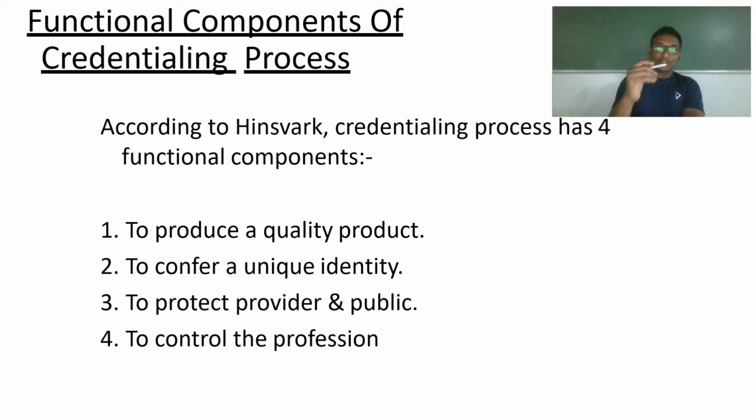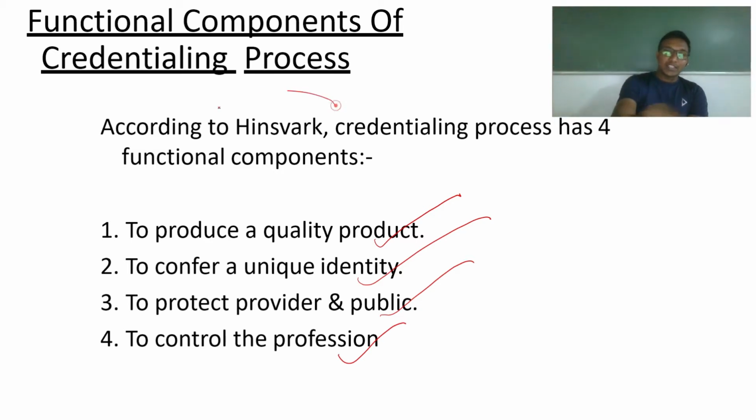If you see the process of credentialing, according to Hinn's work, it has four functional components. How many components does it have? It has mainly four functional components. The first is to produce the quality product, to confer a unique identity, to protect the provider as well as the public, and to control the profession. So these are the four credentialing processes according to Hinn's work.